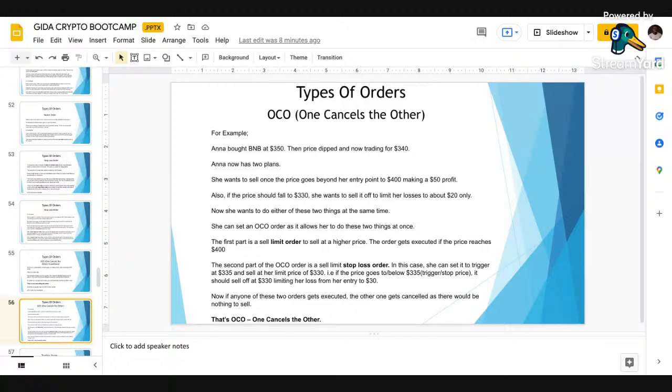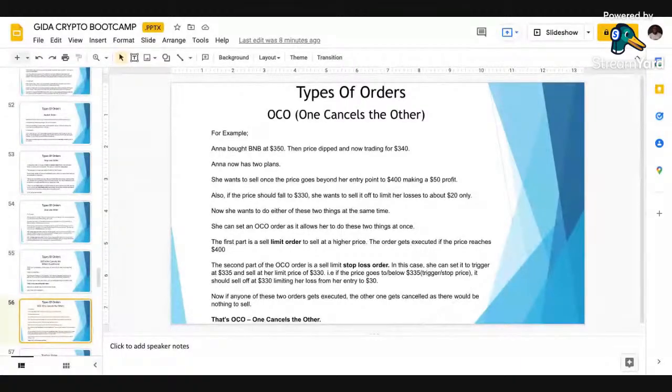That is a normal limit order, just a sell limit order in order to sell at a higher price. That's take profit. She wants to sell at a higher price and take profit. So the order gets executed if the price reaches 400. So she will just set a limit order at $400. So whenever the price gets to $400, it's going to be executed.